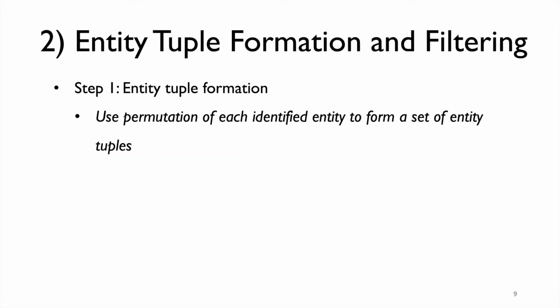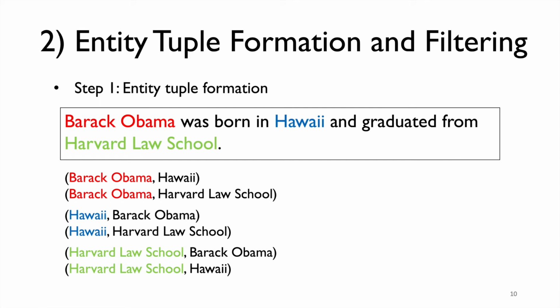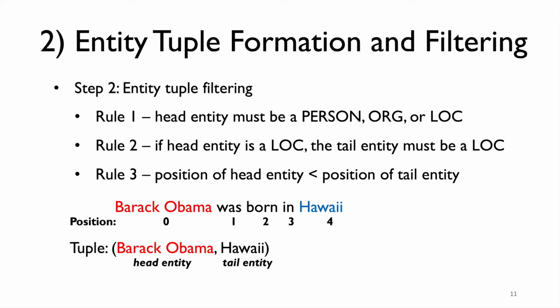The second component is entity tuple formation and filtering. The first step is to use permutation of each identified entity to form a set of entity tuples. Here is an example. Given Barack Obama, Hawaii, and Harvard Law School as identified entities, we now have 6 entity tuples.